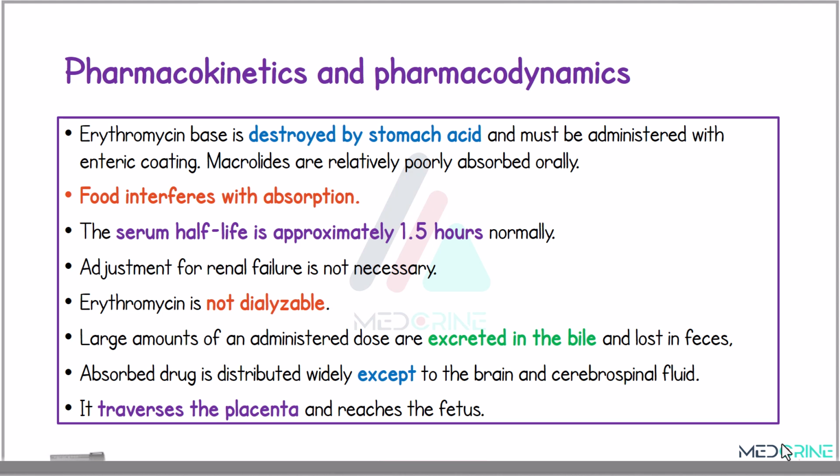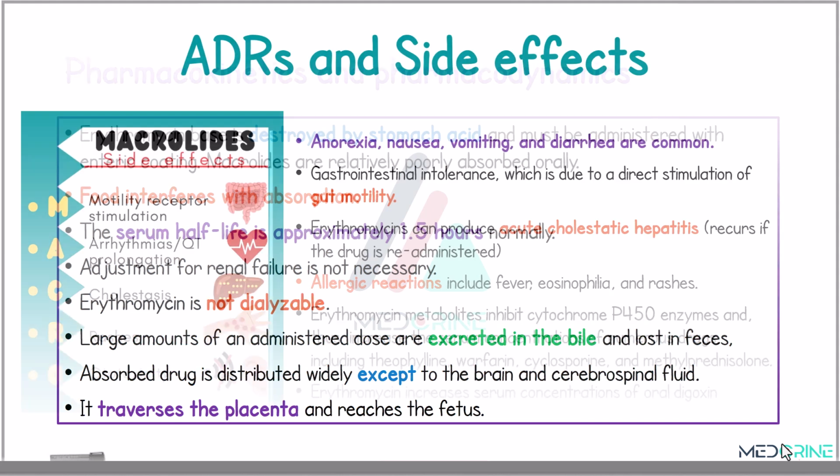Renal adjustment for renal failure is not really necessary in erythromycin. And remember, erythromycin is not dialysable. Large amounts of the administered dose of erythromycin are excreted in bile and then lost in feces. It is distributed widely into body tissues except in the brain and CSF. And erythromycin is known to traverse and cross the placenta, reaching the fetus.